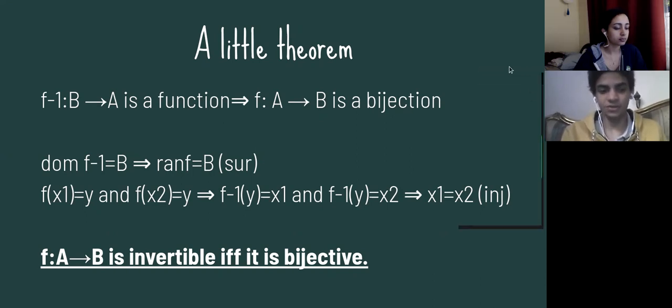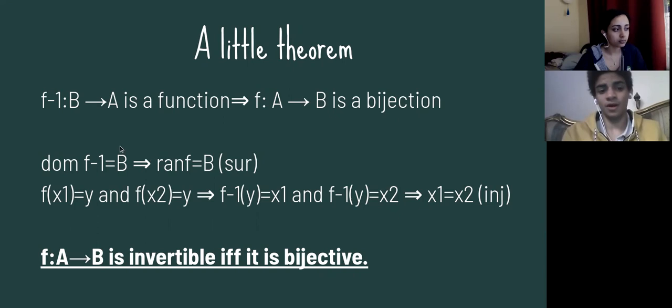The second condition, I have f of x1 equals y and f of x2 equals y. I want to prove that x1 equals x2. That's for it to be injective. So first, this would imply that f inverse of y equals x1 and f inverse of y equals x2. So that's again applying the definition of what an inverse is. Since f of x1 equals y, then f inverse of y equals x1. And since f of x2 equals y, then f inverse of y equals x2.